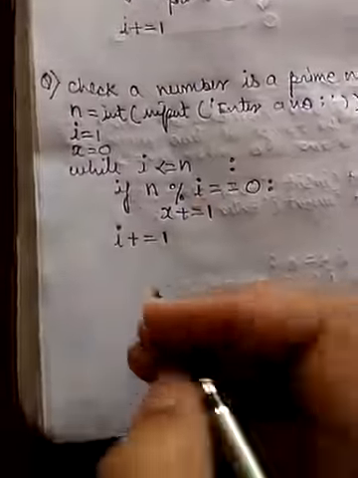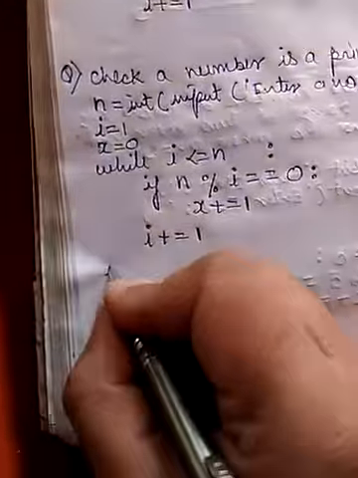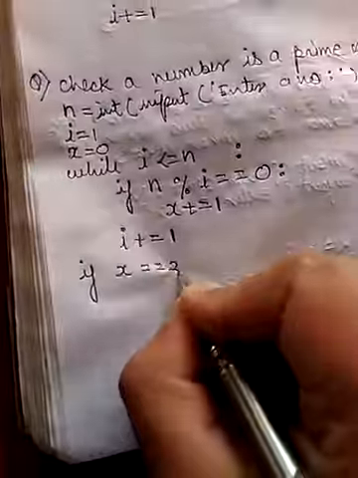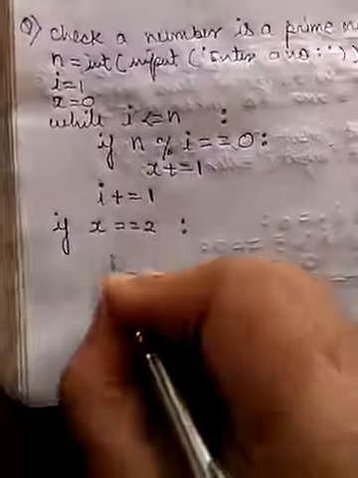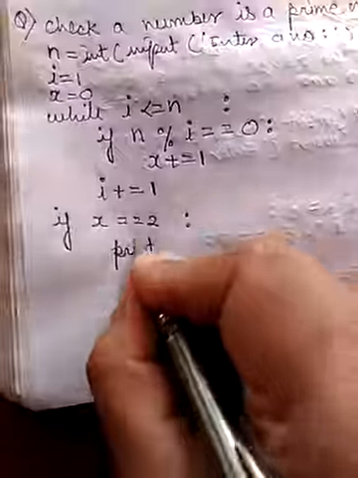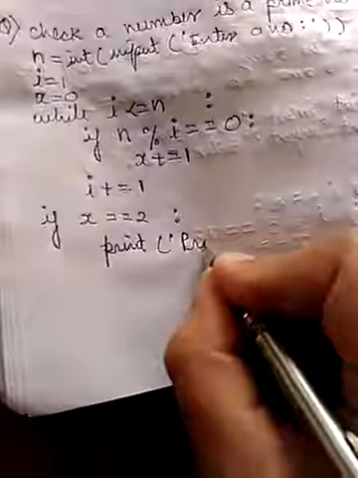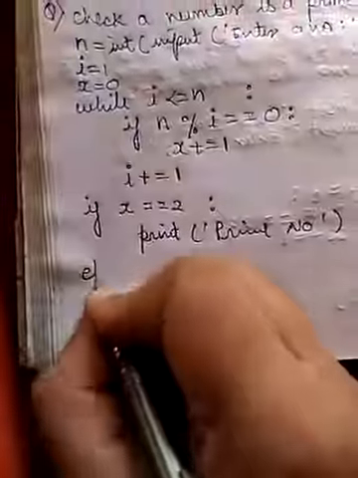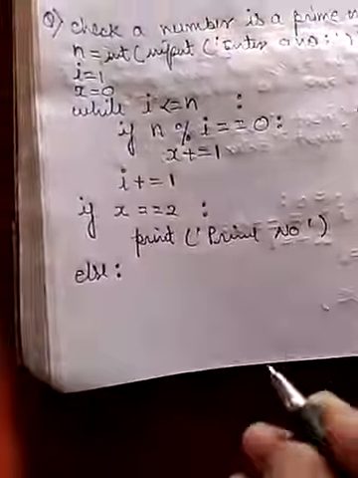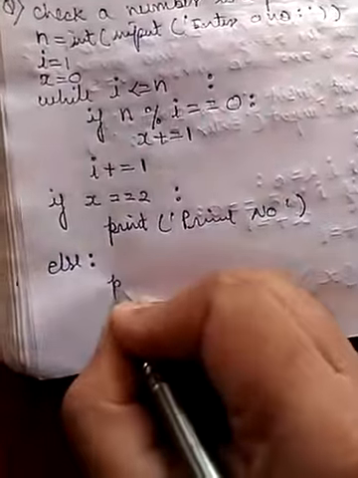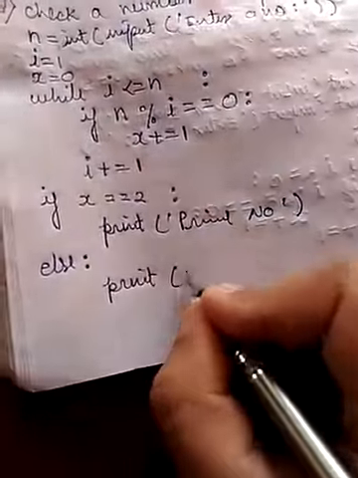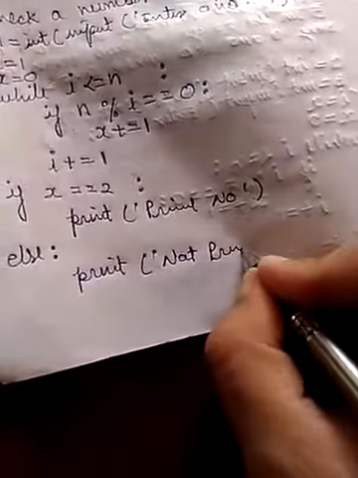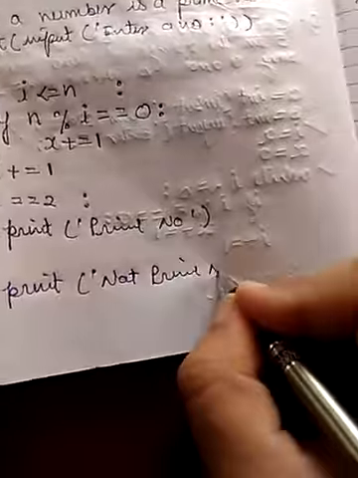Now after the loop I am checking if the count is 2, print it's a prime number. And if the value of count is not 2, that is, more than 2, I am printing the message it's not a prime number, that is, a composite number, not a prime number.